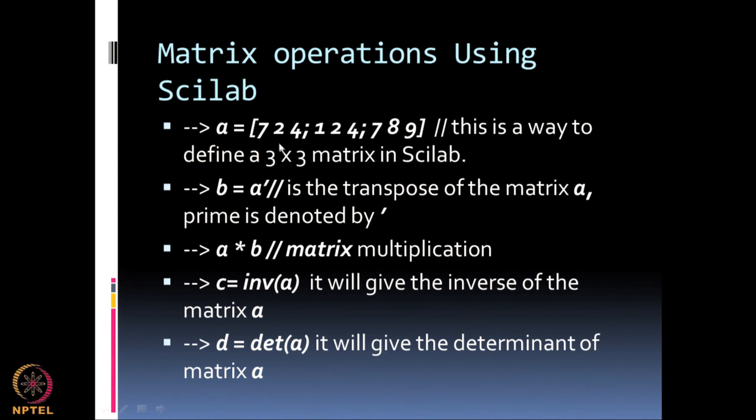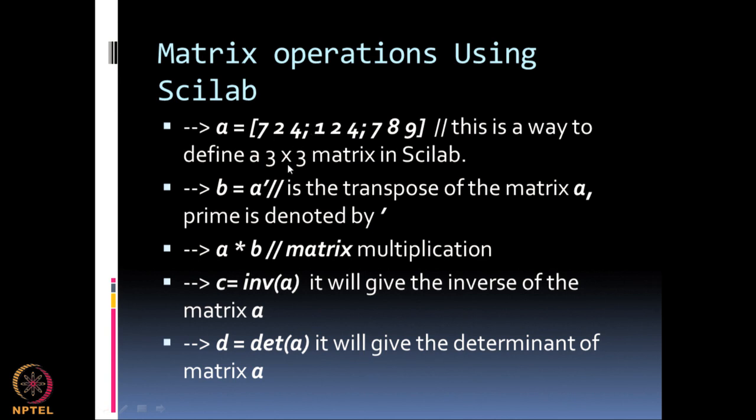How do you define a matrix in Scilab? You did not give any dimension statement 3 by 3. The very fact that there are 3 numbers here, each separated by space, semicolon, next row each number separated by space, semicolon, then the next row, then bracket end. This way it understands it is a 3 by 3 matrix. Matrix operations, as I mentioned, are extremely easy in Scilab. So, A equal to this, it assumes it is a 3 by 3 matrix.